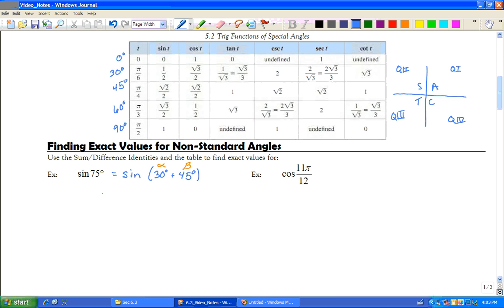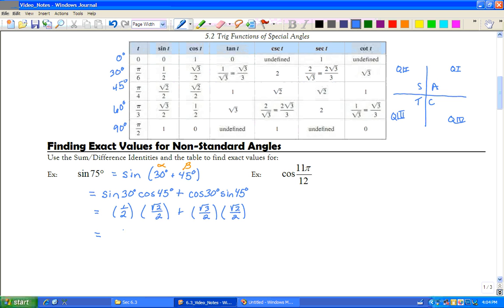So if we go up to our sine sum identity, we're going to have the sine of 30 degrees times the cosine of 45 degrees plus the cosine of 30 degrees times the sine of 45 degrees. And if we look up the values in the table, or if you remember those, the sine of 30 degrees is 1/2. Cosine of 45 is the square root of 2 over 2. Plus cosine of 30 is the square root of 3 over 2. And the sine of 45 is the square root of 2 over 2.